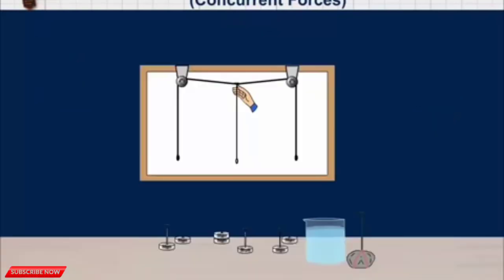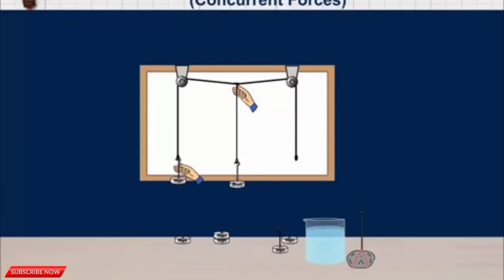Fix a white paper to the drawing board. Fix two pulleys to the drawing board. Place the strings such that they pass through the pulleys. Take a set of weights and hangers, water in a beaker, and a stone whose volume has to be found.